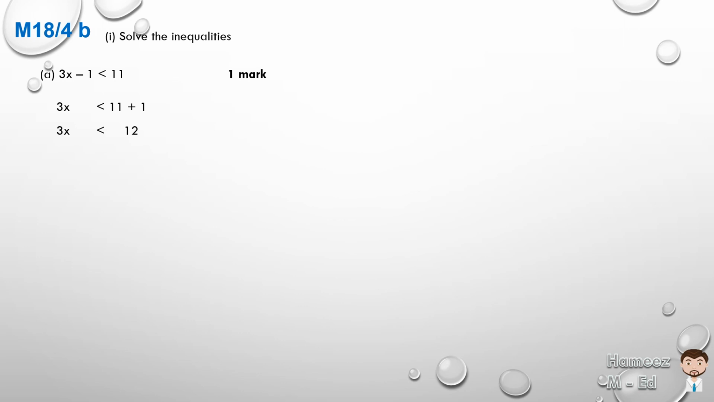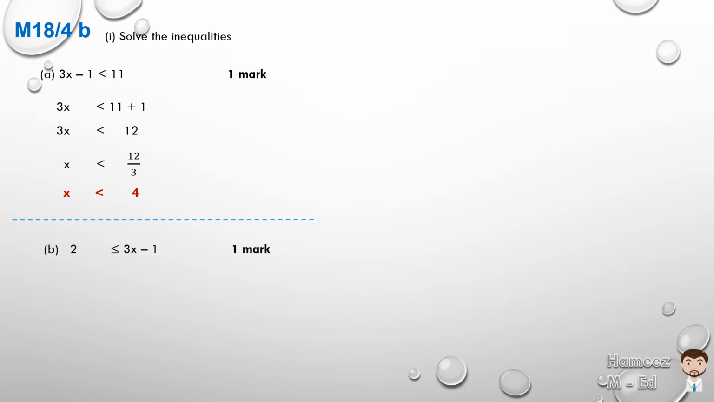And if we want x alone, the 3 is multiplying on the left-hand side. When we carry it across, it will divide. So it will be 12 divided by 3. 3 into 3, 1. 3 into 12, 4. So x is less than 4. So x is less than 4 is the solution to the inequality 3x minus 1 is less than 11.